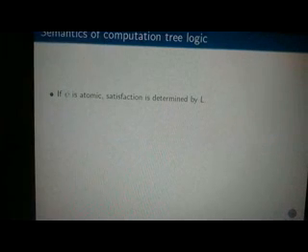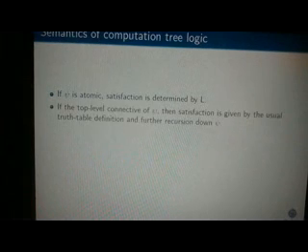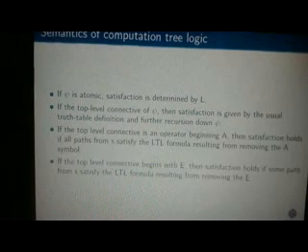Syntax of the computation tree logic: if psi is atomic, satisfaction is determined by the labelling L. If the top level connective of psi is a Boolean connective, the satisfaction is given by the usual truth table definition and further recursion down the psi.